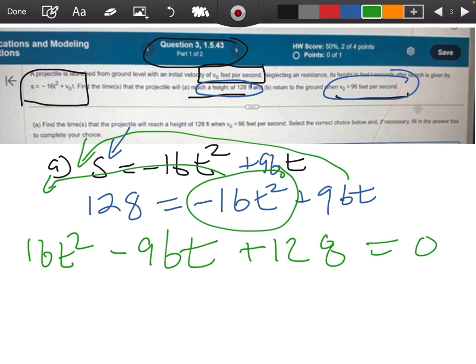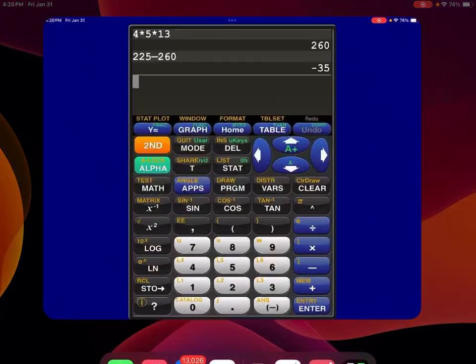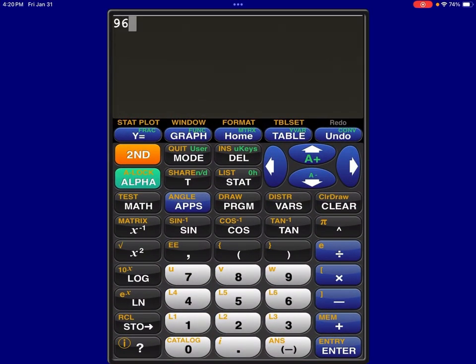Now, I'm not certain, but I'm going to try to do this. I think I might be able to divide everything here by 16. I don't know for sure, but I'm going to try just to make my numbers a little bit smaller. So I know that that can be divided by 16. I need to check 96 and 128. So let me grab my calculator here. Let me clear this out.